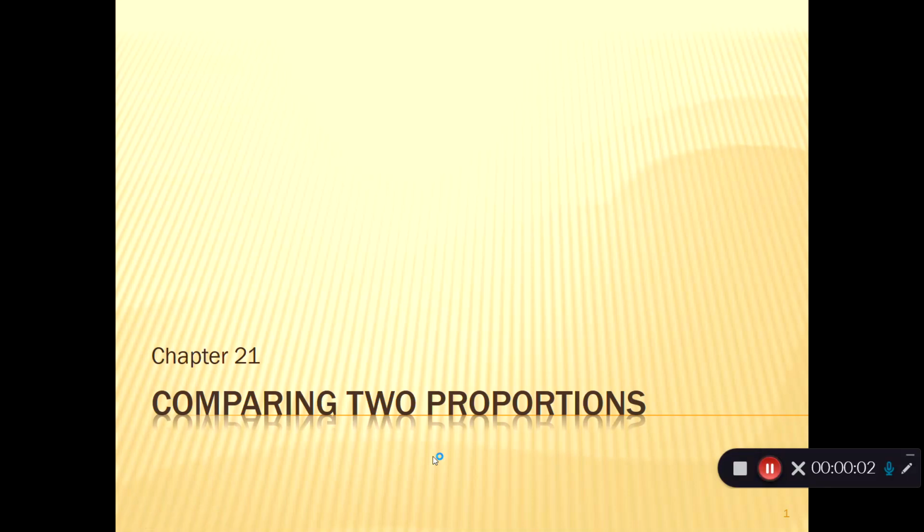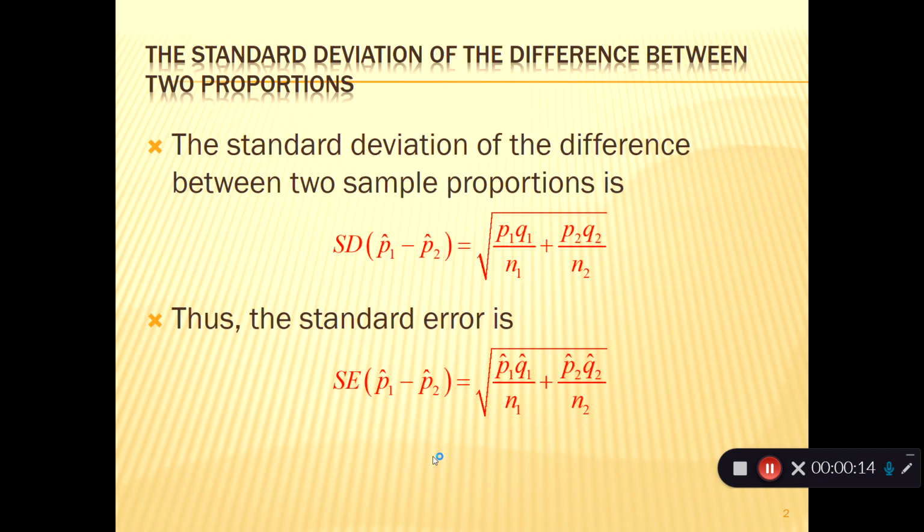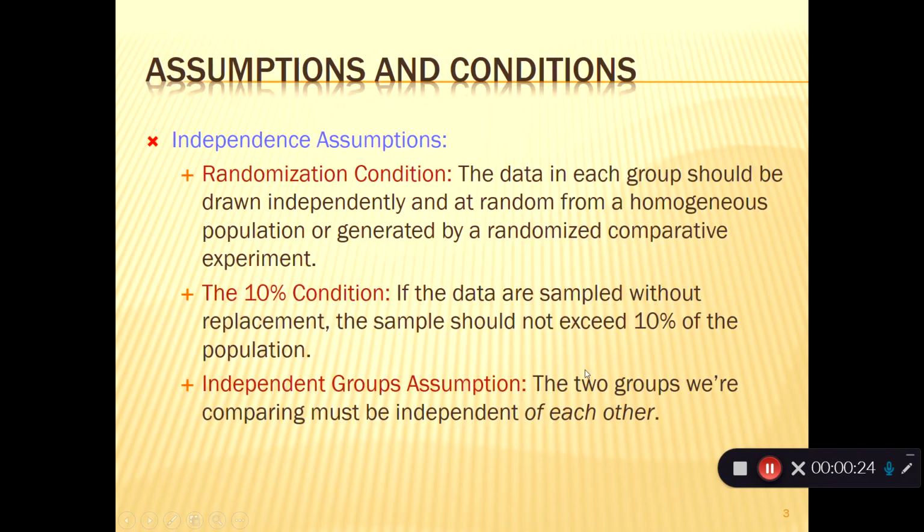Now, in the last video, we looked at doing a confidence interval for the difference between two proportions. In this video, we'll look at doing a hypothesis test for the difference between two proportions. Now, the setup is the same. We have our formula for the standard deviation, which if we substitute in our sample standard deviations, that would be the standard error. We went over this in the last video.